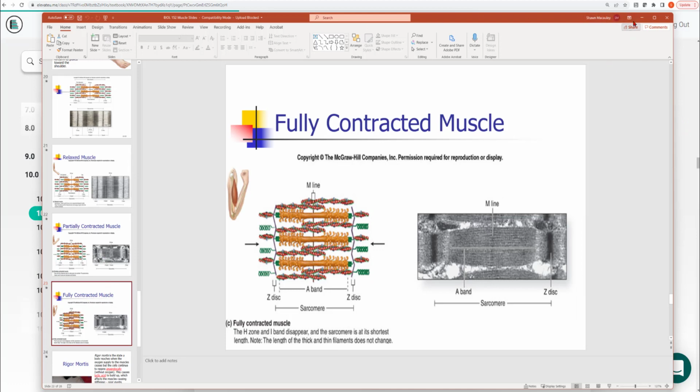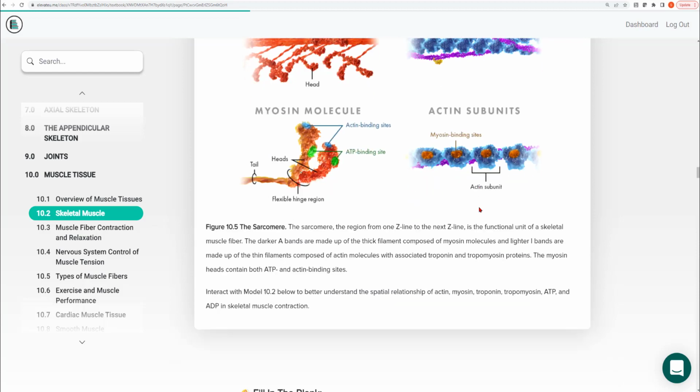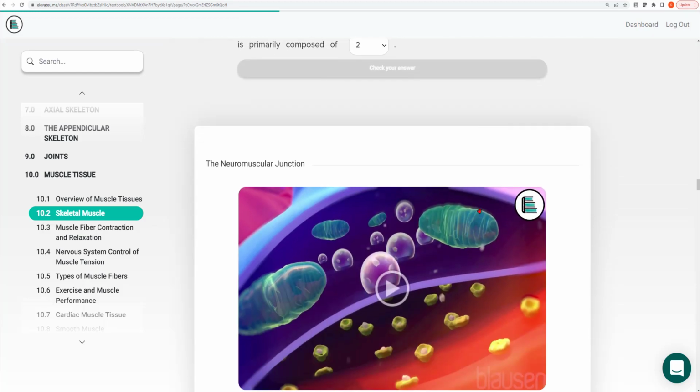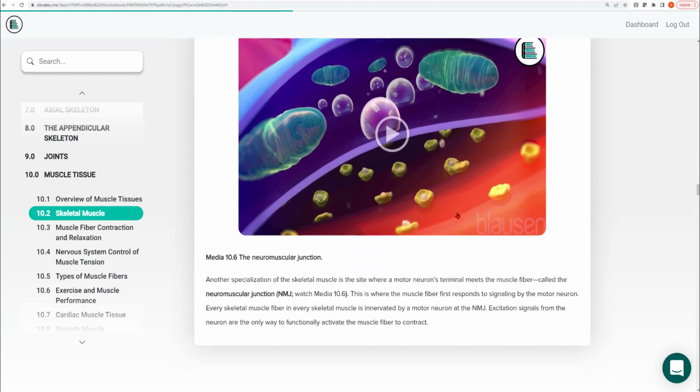Okay, so let's go back to Blossom. And again, this is just a visual representation of a sarcomere with actins and myosins. I mentioned that your muscles are excitable, and that simply means that there is a connection between nerve cells and muscle cells. We're going to talk about this in a little bit greater detail when we get to the nervous system, and then next semester you will deal with this in much more gory detail.